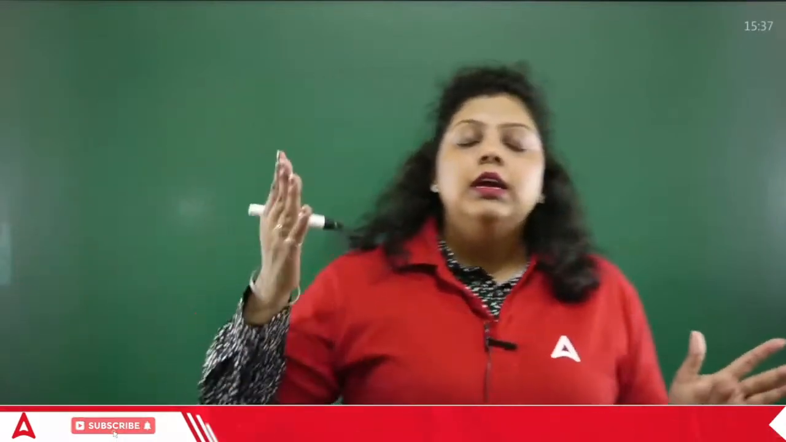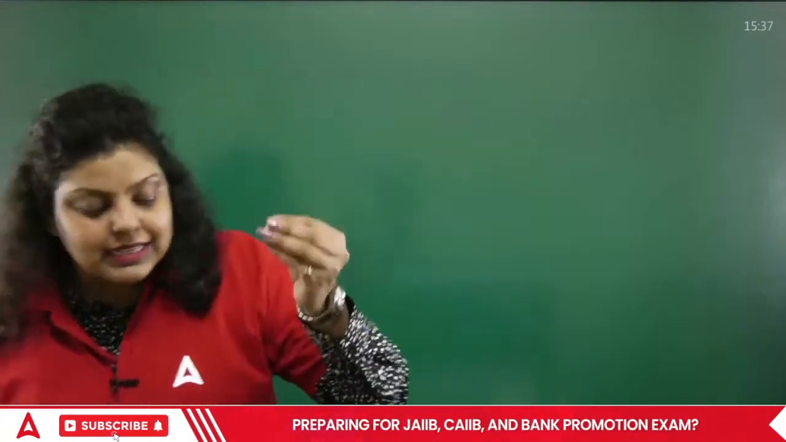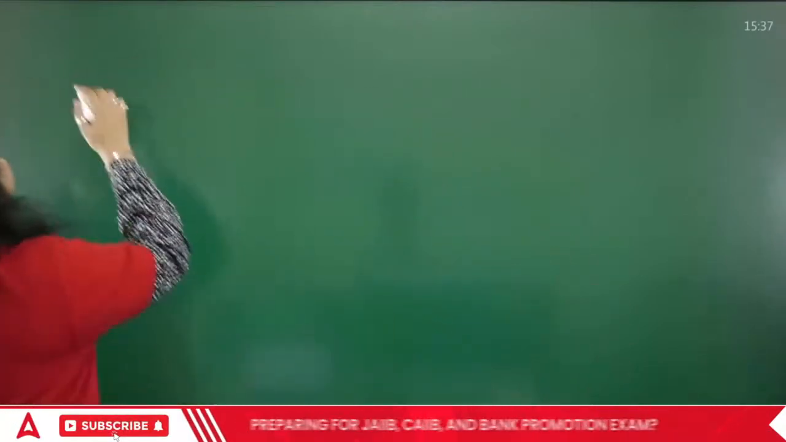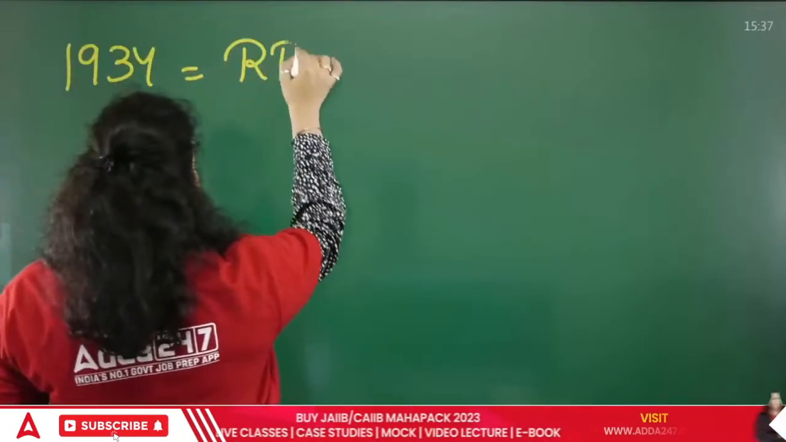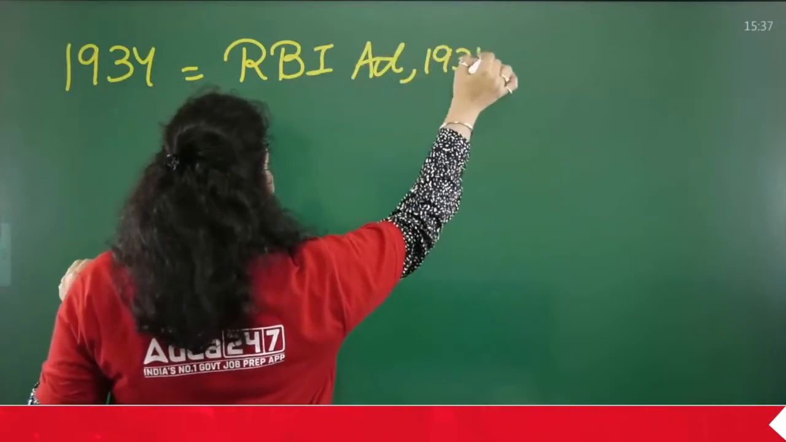After that, in 1928, this Hilton Young Commission was rejected. In 1931, the Indian Central Banking Committee was introduced, which again recommended that we need a central bank of the country. After the report of that committee in 1934, we passed the RBI Act. So the RBI Act 1934 was passed.